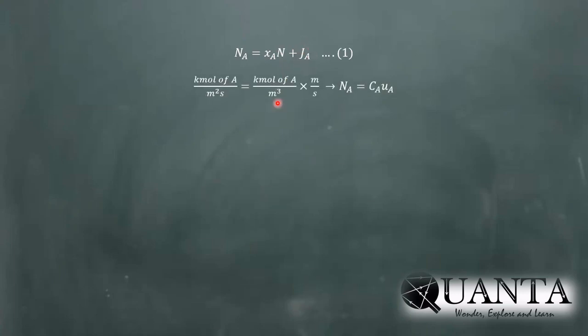Let's play around with the units. Kilomoles of A per meter square per second, that's on the right-hand side, that will be the flux of A, which we can rearrange, sort of writing kilomoles of A per meter cube. This then becomes the concentration, and meter per second, this becomes the velocity. We still preserve the units of flux. That indicates that NA could be written as the concentration of A times the velocity of A. But what velocity? We'll come to that shortly.